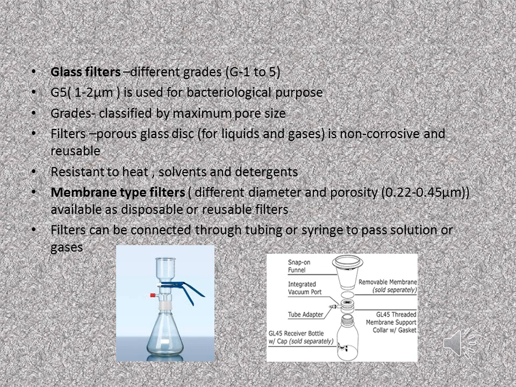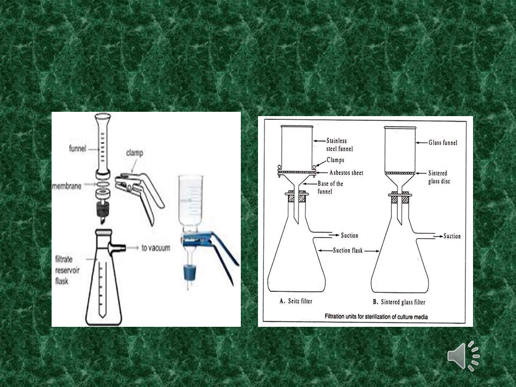The picture is showing glass filters and membrane filters. The first picture is showing a setup having a membrane filter. In the picture there is a funnel, clamp, membrane filter and a reservoir to collect the filtrate. The second picture is showing a glass filter. There is a glass funnel, sintered glass disc and a suction flask to collect the filtrate.